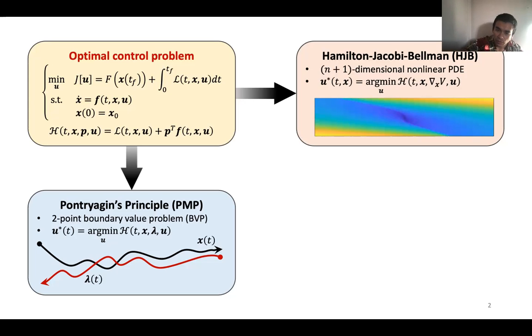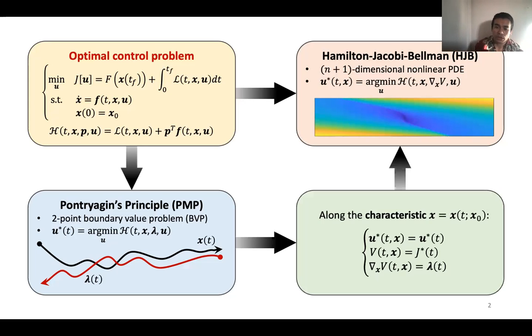So it's an active area of research, and today our approach will be to take the method of characteristics. This connects the Hamilton-Jacobi-Bellman equation with Pontryagin's principle along the characteristics of the value function. So you have correspondence between the open loop optimal control and closed loop optimal control, the value function, the optimal cost to go, and the gradient of the value function and the co-state.